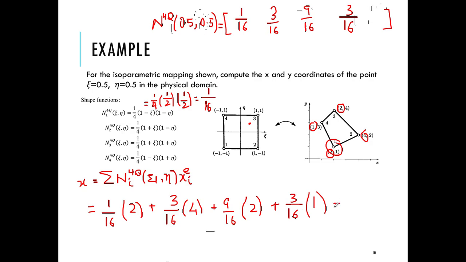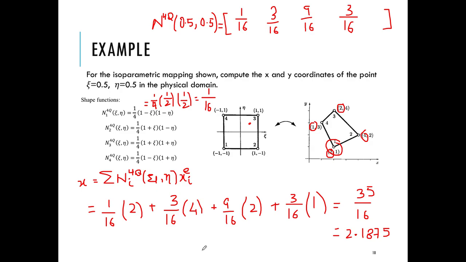So adding all of these up, I get that x is 35 by 16, which is, in other words, equal to a coordinate of 2.1875.